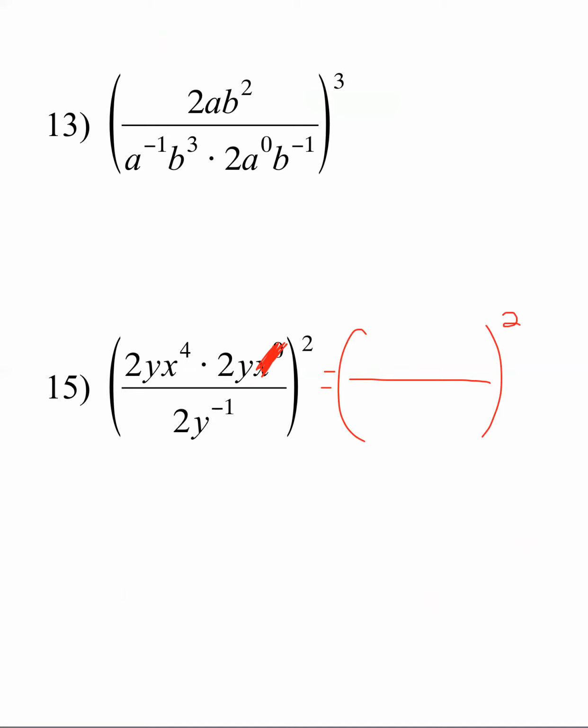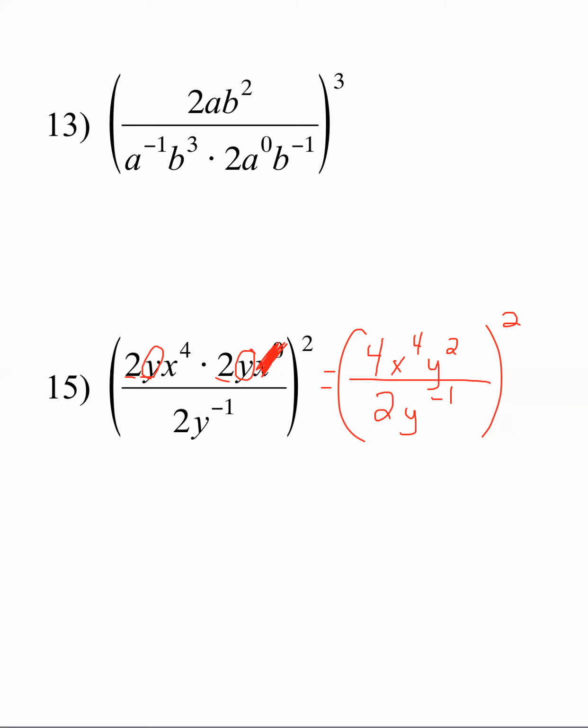And let's just look at the numerator. Don't even look at the denominator. Just look at the numerator. I have 2 times 2, so it's going to get me a 4. And then I have x to the 4th. And then y, look what I have. I have y to the 1st times y to the 1st, so that's going to be y to the 2nd. Okay, downstairs, there's nothing to combine there, so that's just going to stay like that.